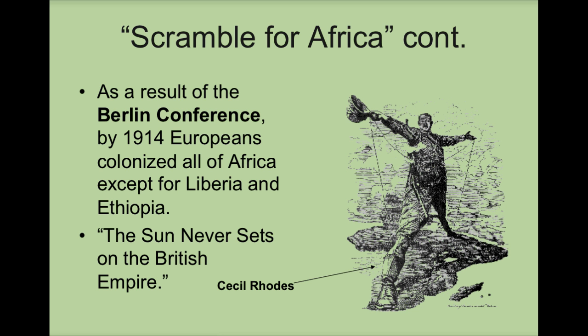Okay, so as a result of the Berlin Conference, by 1914, Europeans colonized all of Africa except for Liberia and Ethiopia. And we mentioned before that Liberia, they didn't run it, but the US set it up as a freed slave state. And Ethiopia has a really cool story about how they resist imperialism, which we'll look at in just a minute. During this time period is when you have the saying, the sun never sets on the British Empire.